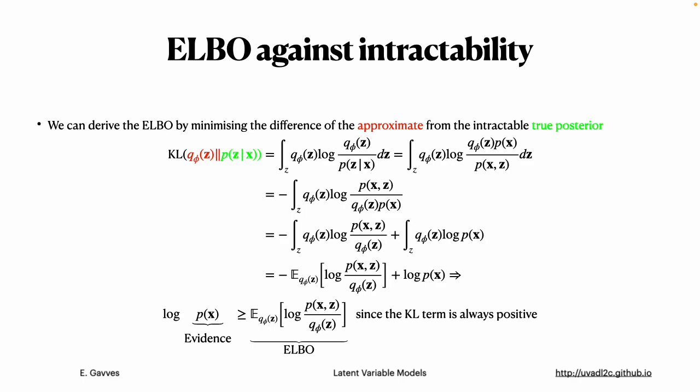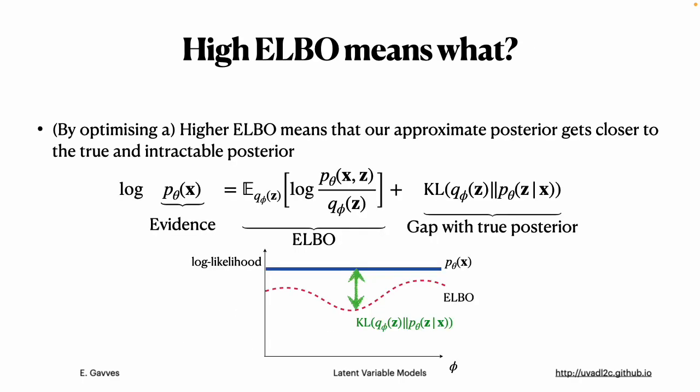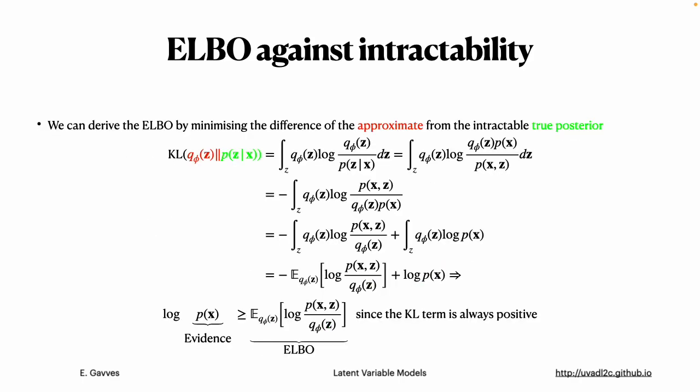The second way of deriving the ELBO is by minimizing the KL divergence between the variational distribution q of z and my true distribution. If instead of q of z, my variational distribution, I've got amortized variational inference, then I simply replace q of z with q of z given x. Nothing changes, and that's it.